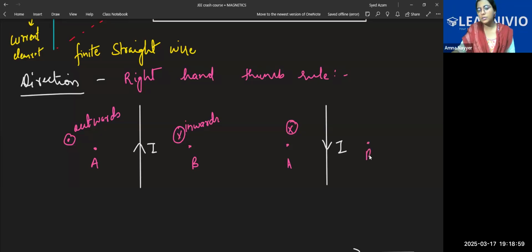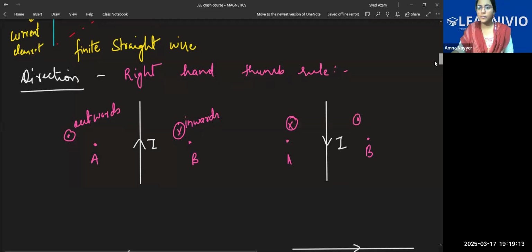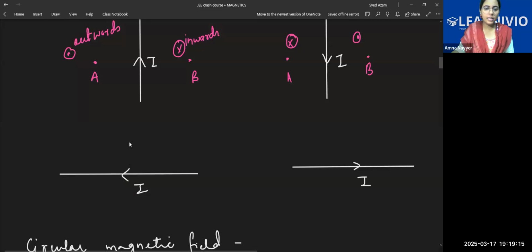Now, suppose the point here is B. So now if I put my hand like this, curl it towards the point, thumb is pointing towards me. This will be outwards. Now you tell me at this point, A, both of you.